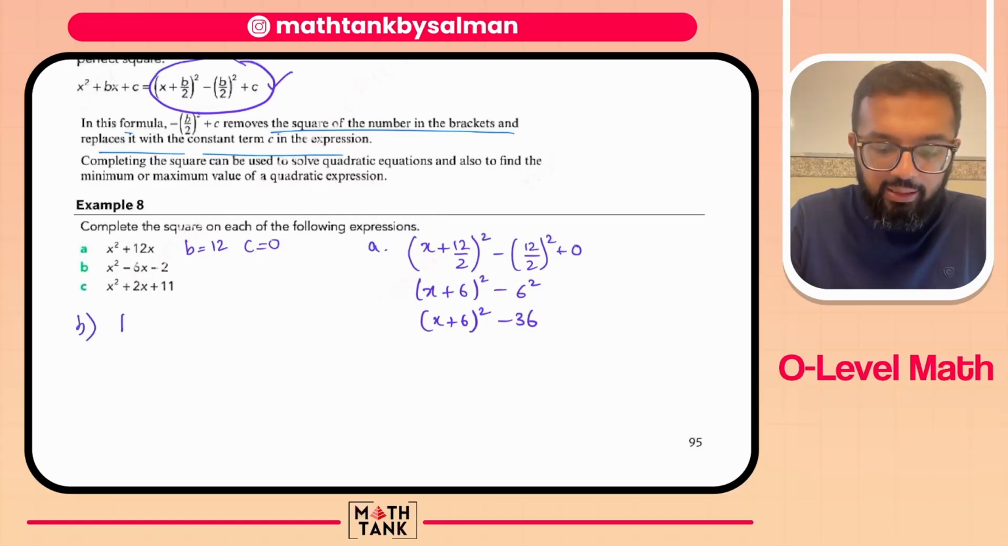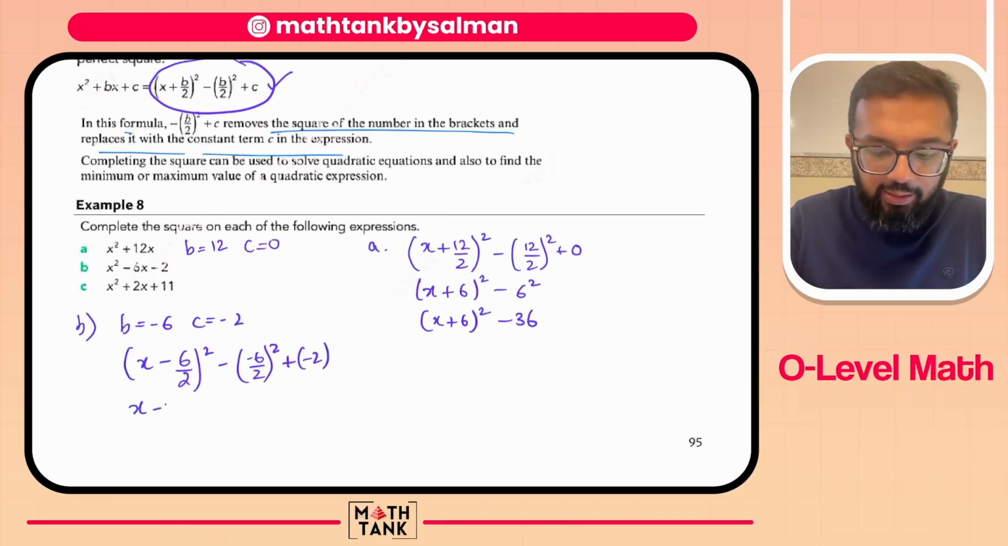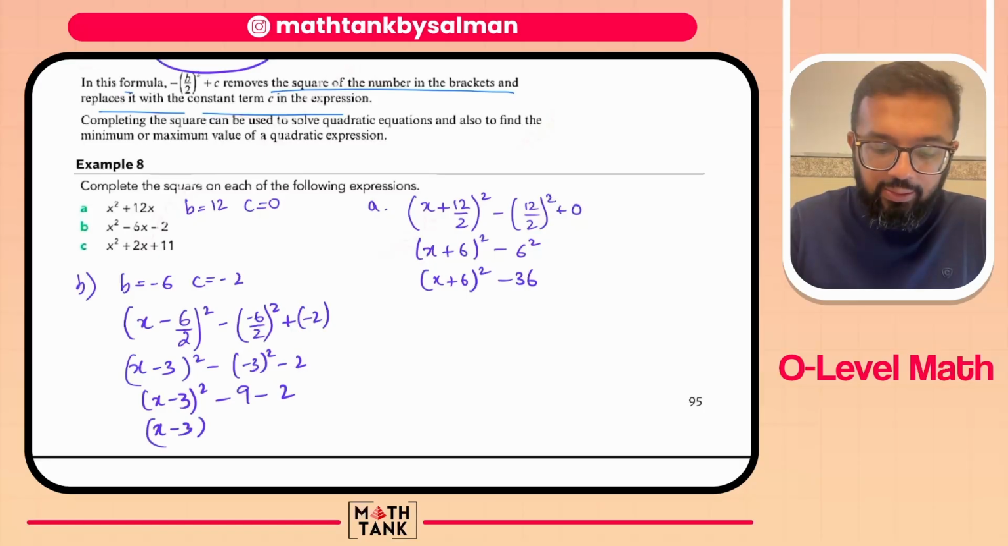What is B? B is minus 6 and C is minus 2. I can just use my completed square form and say x minus 6 over 2 whole square minus 6 over 2 squared plus C. This gives me x minus 3 whole squared minus 36 over 4. Or I can just do minus 3 squared. Let's just do minus 3 squared minus 2. So x minus 3 whole squared minus 9 minus 2. So that gives me x minus 3 whole square minus 11.